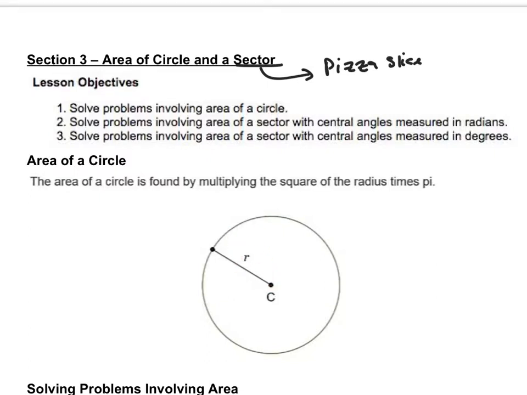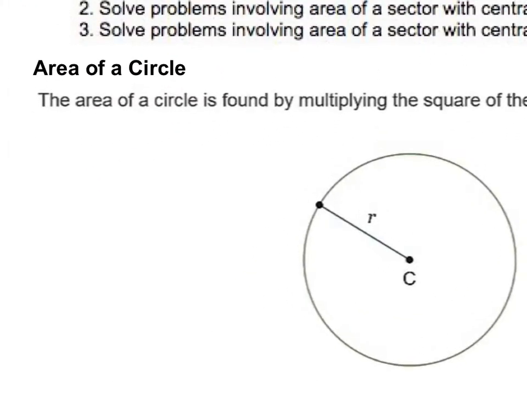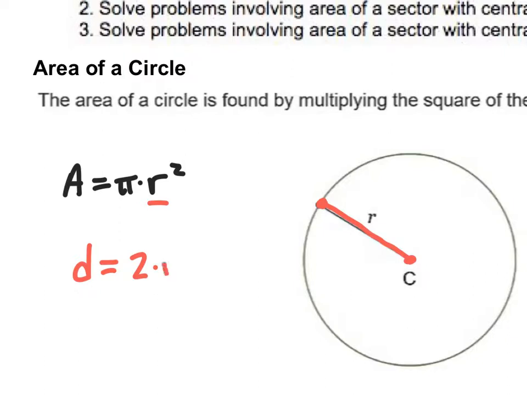So what I know here is that the area of a circle is given to us by the formula A is equal to pi times the radius squared. Remember, the radius is your distance from the center of the circle to the outside of the circle, and you have a number of radiuses. Also remember that a diameter is equal to 2 times the radius. So if you wanted to solve for your radius, it's really just your diameter divided by 2.